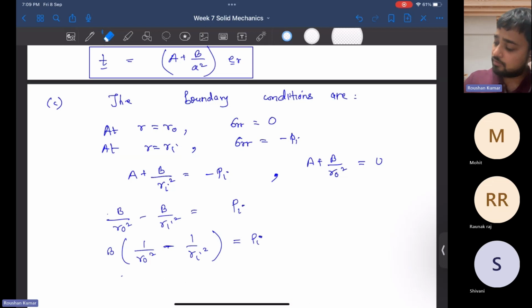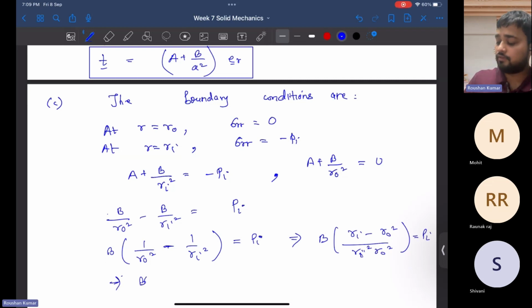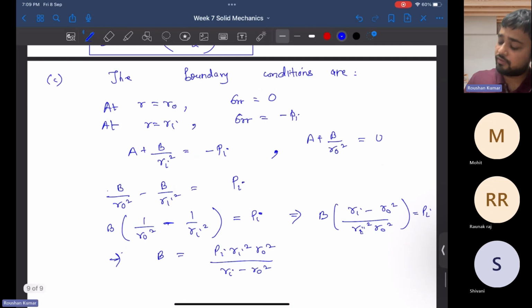If we take the LCM, we get b times (ri square minus r naught square) upon ri square r naught square equal to pi, which gives b equal to pi into ri square r naught square upon ri square minus r naught square. So this is the value of b.